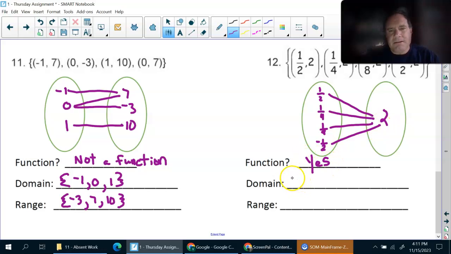The domain is a half, negative a half, 1/4, 1/8, listing from least to greatest, and then 1/2. And then the range is 2.